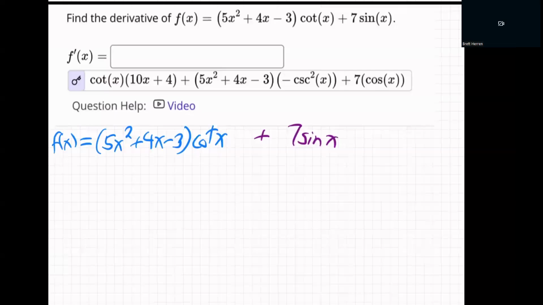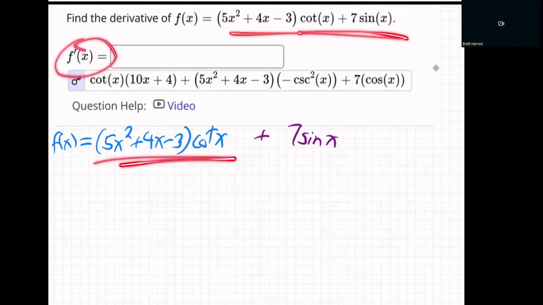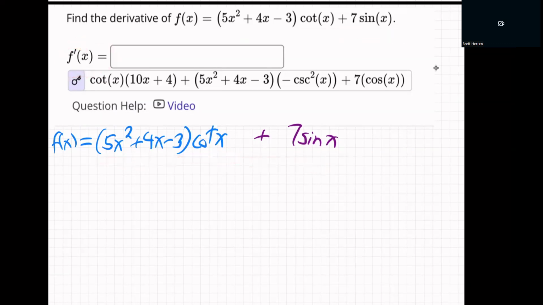This problem wants us to take the derivative, as it says right here, of this kind of large function of x. So that'll involve a little bit of work here. Here we go. F prime. Okay, so this is a function of x multiplied by another function of x. So that means the product rule.